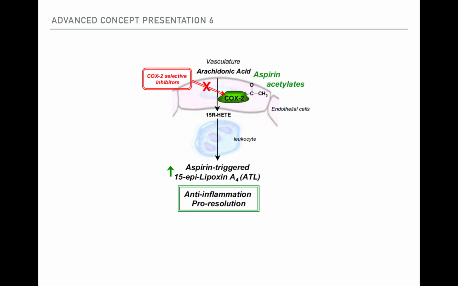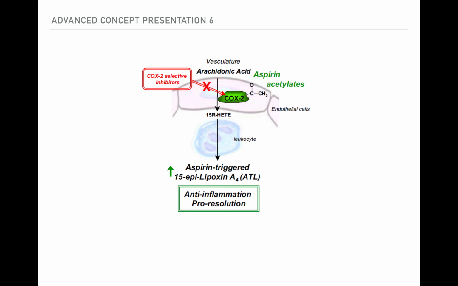COX-2 triggers immune responses and swelling in response to infection. By inhibiting the ability of COX-2 to form pro-inflammatory products such as prostaglandins, the enzyme's activity is converted from a prostaglandin-forming cyclooxygenase to a lipoxygenase-like enzyme.